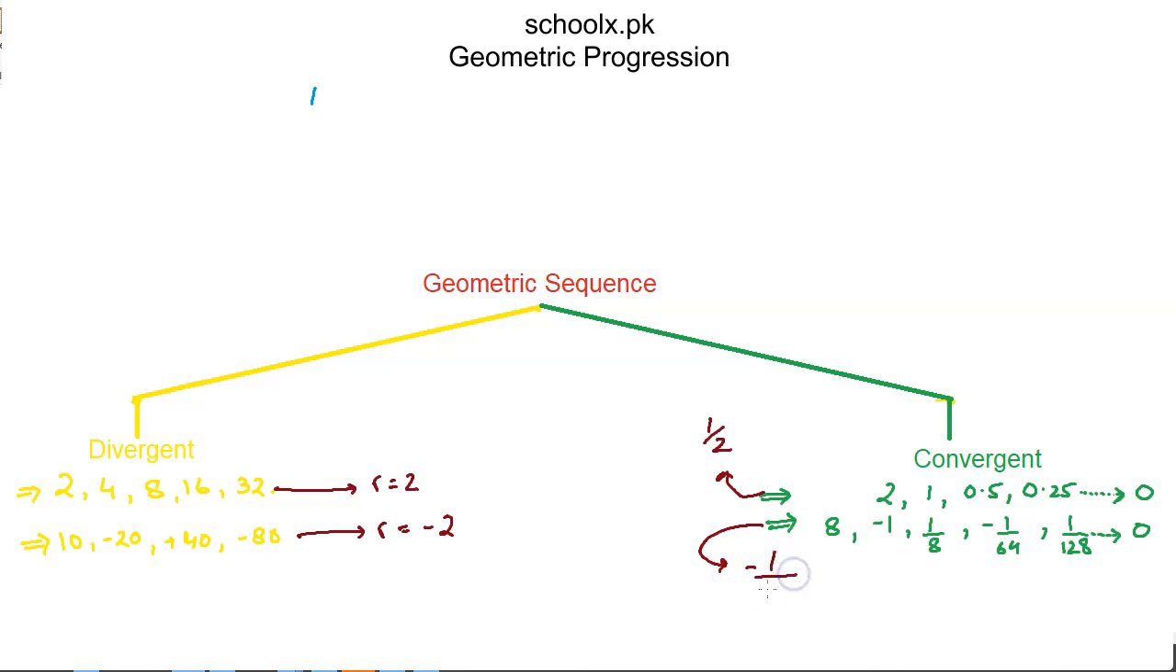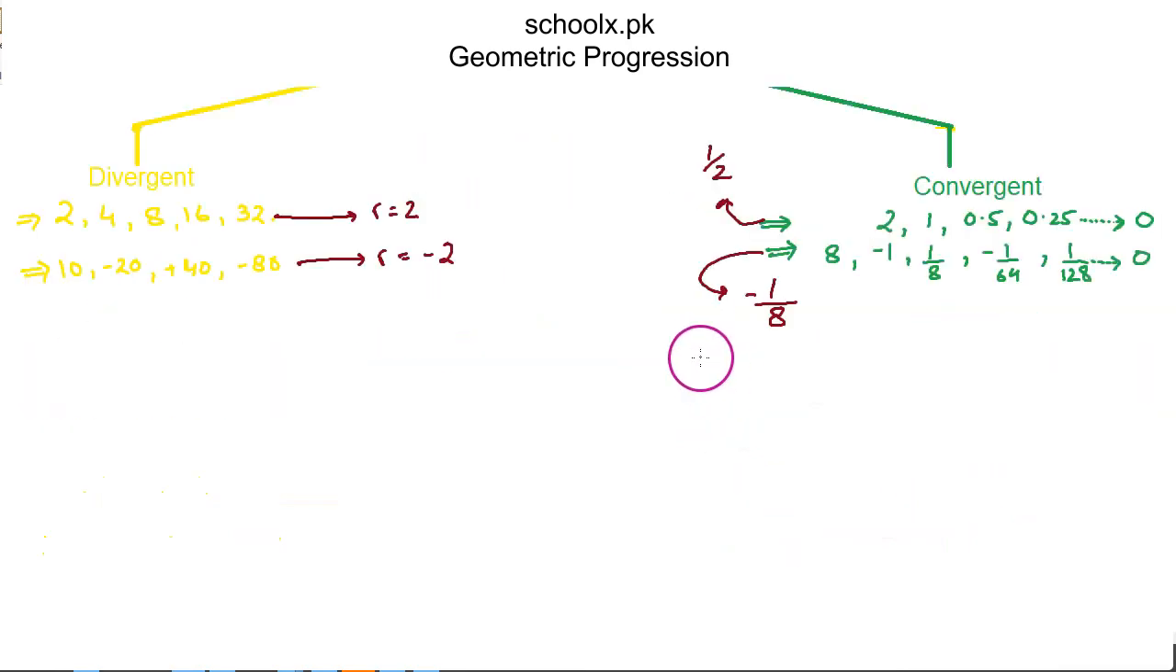Not 1 by 2. Negative 1 by 8. Right? So it doesn't matter if the common ratio is positive or negative. The sequence can still converge. All it depends on is the magnitude of the common ratio. For example, here the magnitude of the common ratio in these two is less than 1.